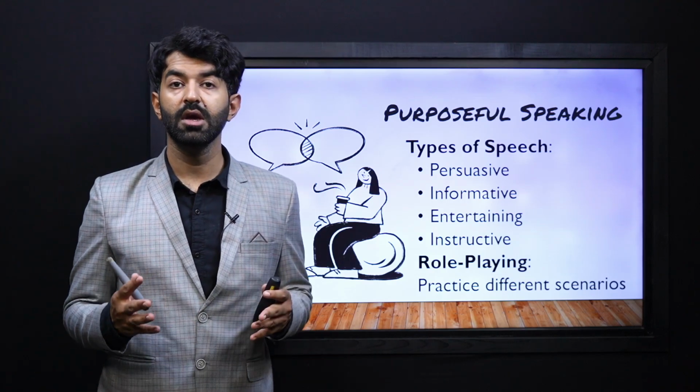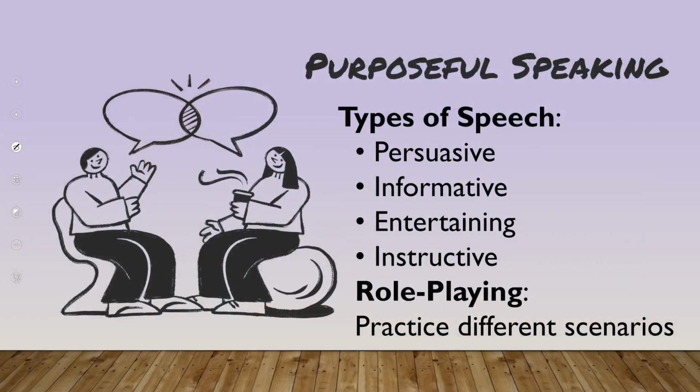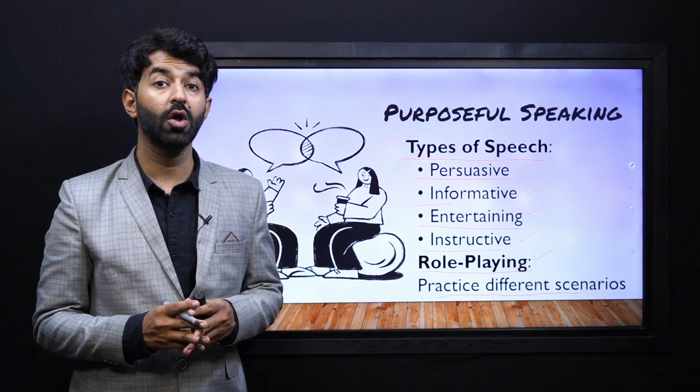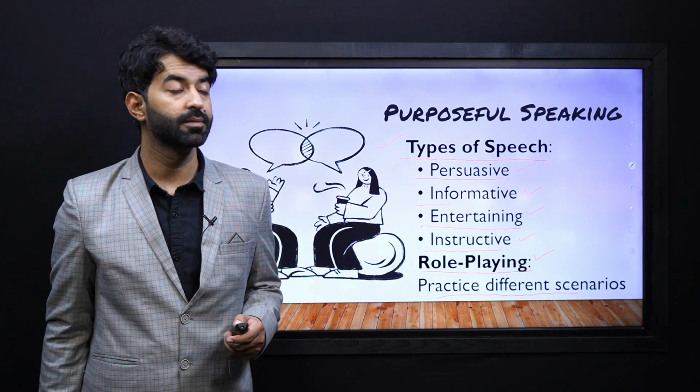Now, we know that speaking has different purposes. Let's see, these are different types of speech in front of you. Number one is persuasive, where you convince others of your ideas and your opinions. You persuade them. Then informative, where you give information. Entertaining, where you entertain others. And then instructive, where you are giving instructions. And then you can practice role play in different scenarios. So these are all different types of speeches, and also different purposes for why we speak.